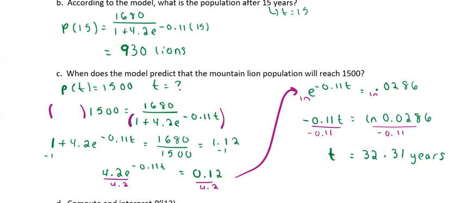So in 32.31 years, we will expect the population of mountain lions to reach 1,500. It's still below the carrying capacity of 1,680, so it should still continue to grow. So now we're asked to compute and interpret p prime of 12. So p prime of 12 means the rate of population growth after 12 years.